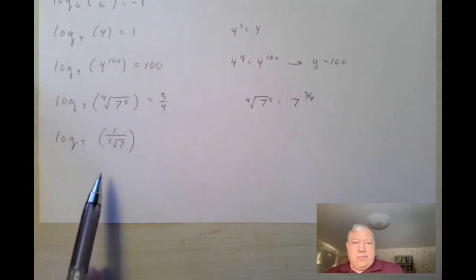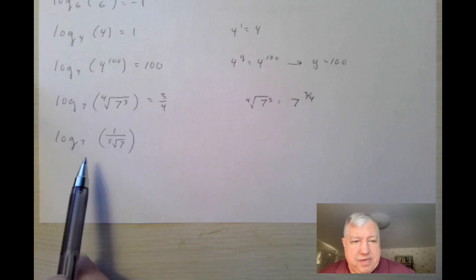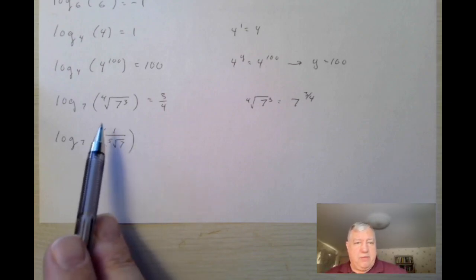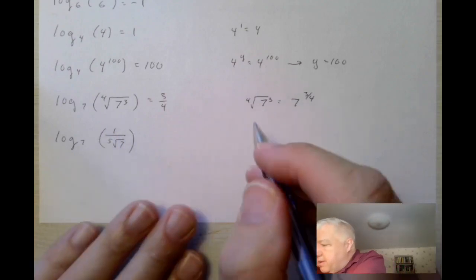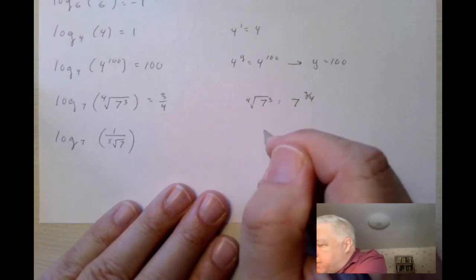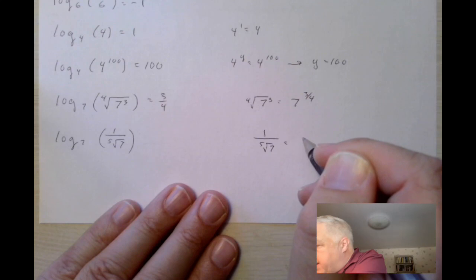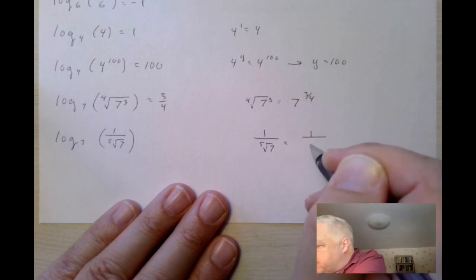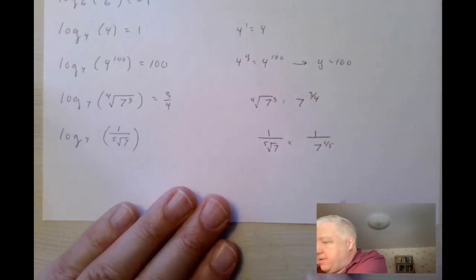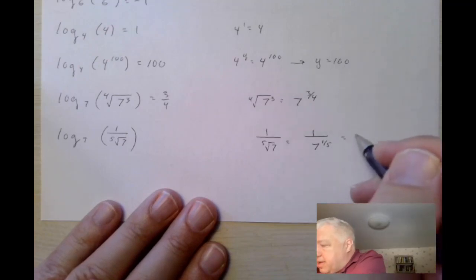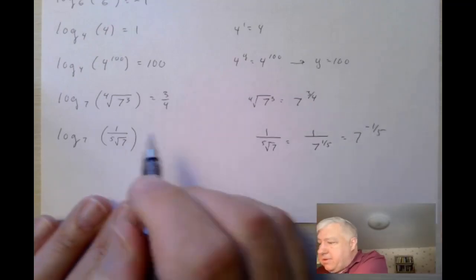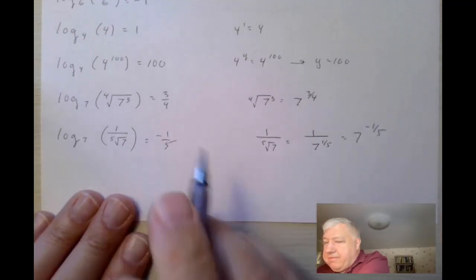And the log base 7 of 1 over the fifth root of 7: how do we write this as a power of 7? Well, 1 over the fifth root of 7 is the same thing as 1 over 7 to the 1/5, and this is 7 to the negative 1/5. So the answer is negative 1/5.